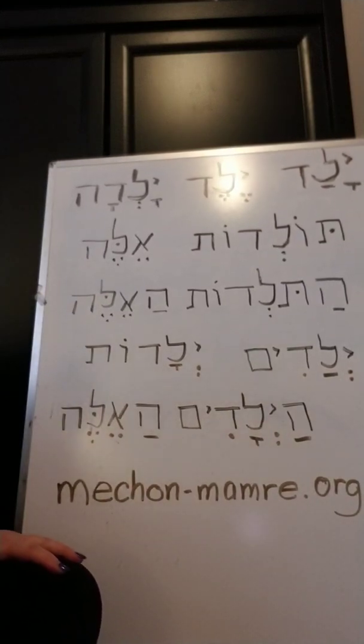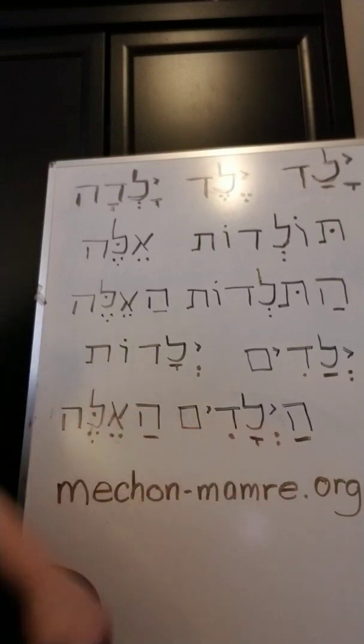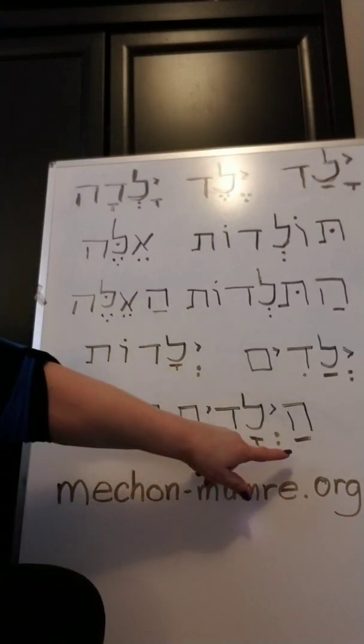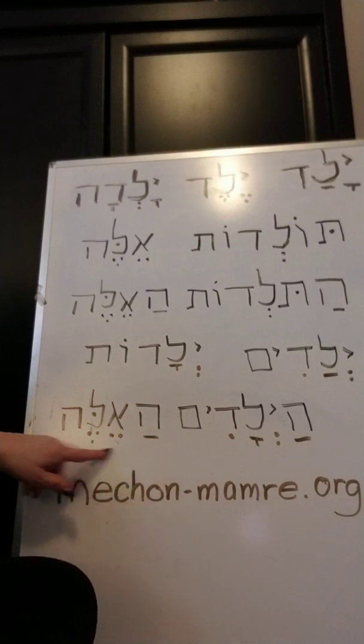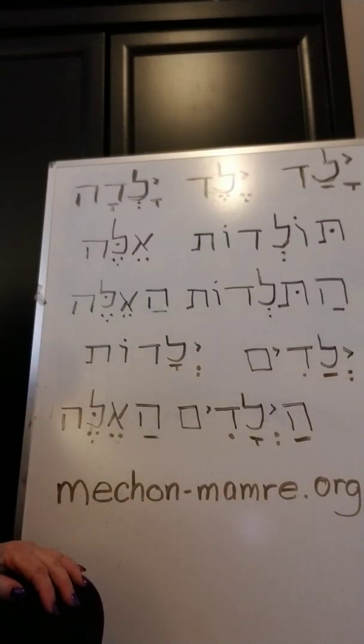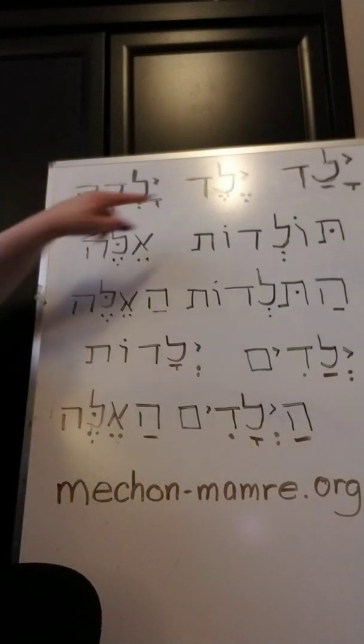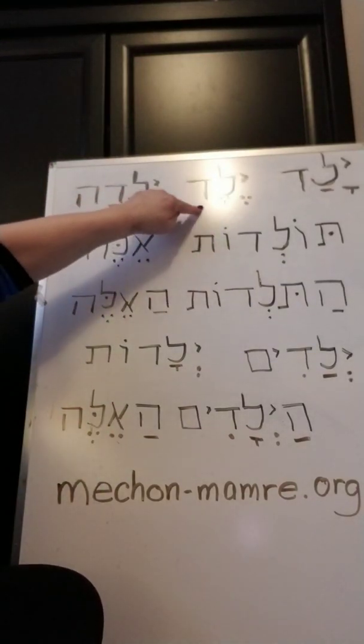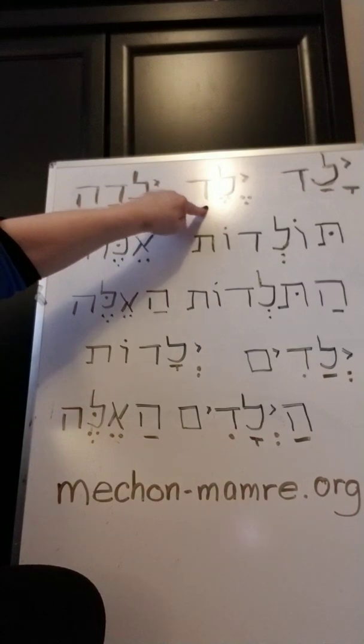Let's see. Oh, so this is, I guess, another one I wrote a little while ago. Ha-yeladim ha-ele, these boys, or these children, because as with any other masculine and feminine division in Hebrew, the masculine, this would be one boy.